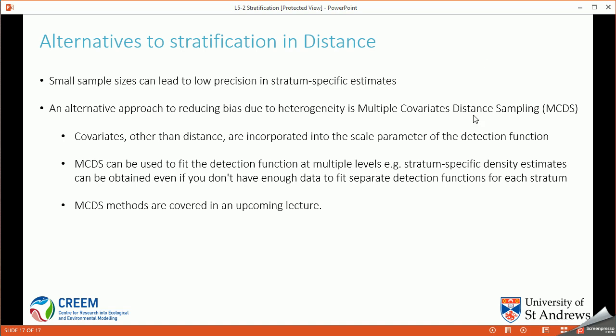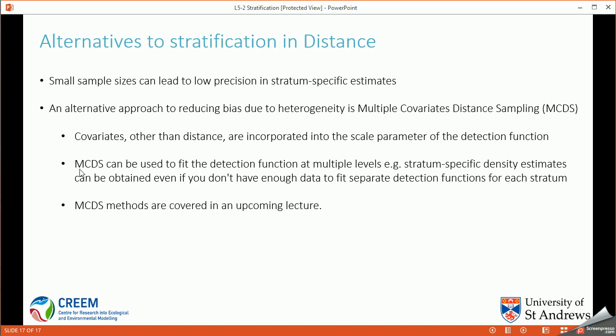And essentially what this does is it puts the stratum in as an explanatory variable rather than cutting your data up into bits. And in particular for the detection function, you can put stratum in as an explanatory variable into the scale parameter of the detection function. So that's the sigma parameter. And stratum is just one of the things you can put. What multiple covariate distance sampling lets you do is put any covariate into that. But in the context of stratification, we can put stratum in.